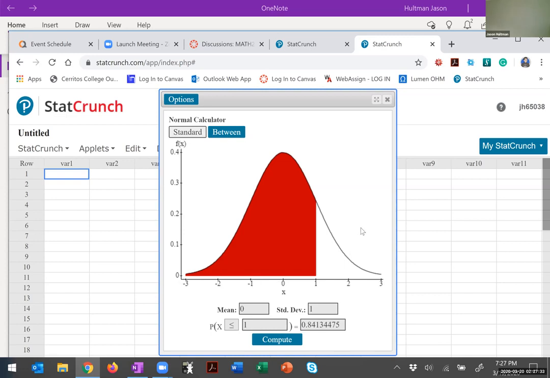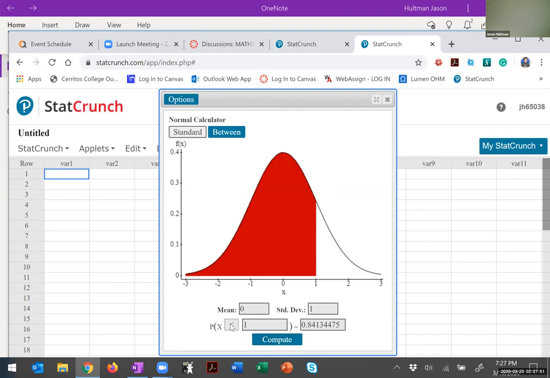Which we kind of got that before when we did 84, we kind of estimated to 84% before. This is 84%. Okay, so it's kind of a good estimate.